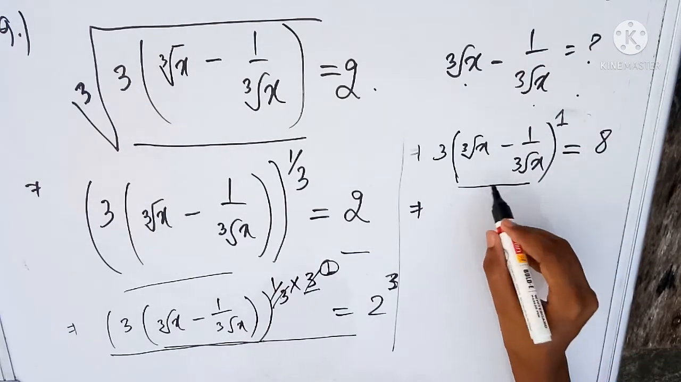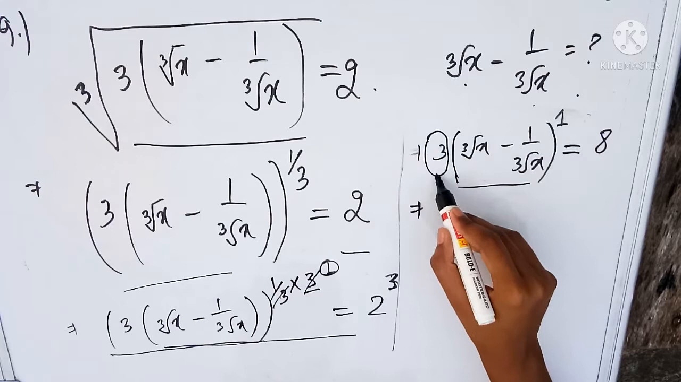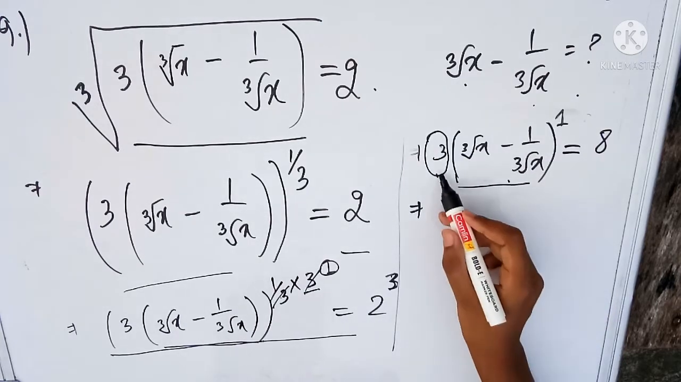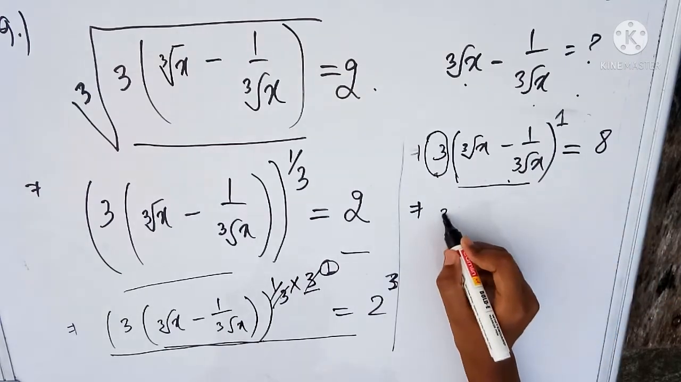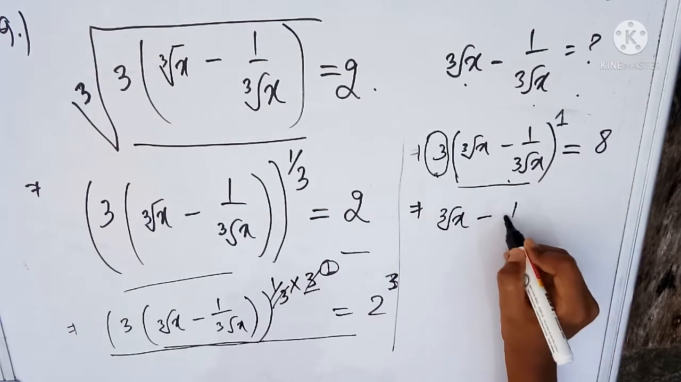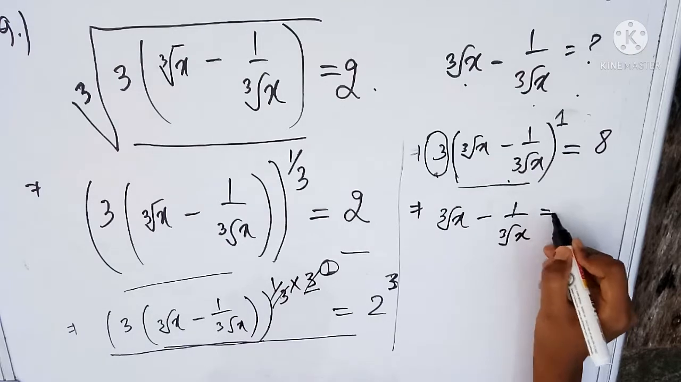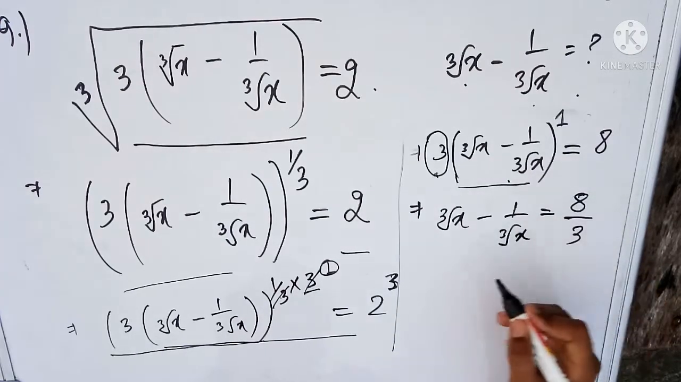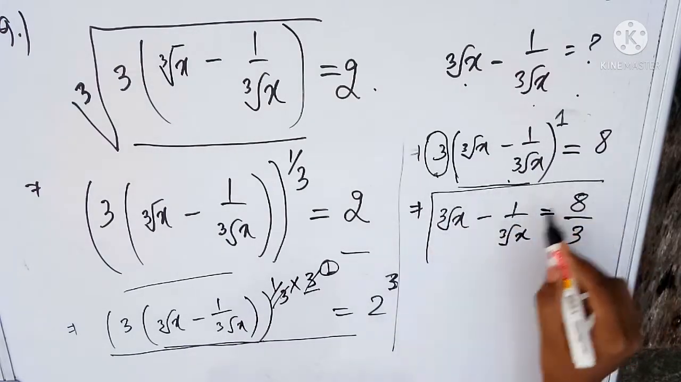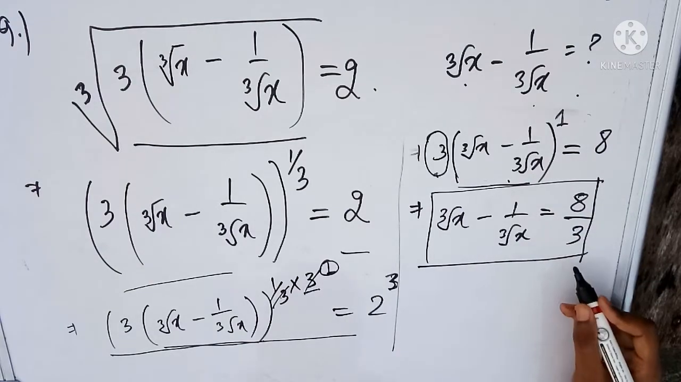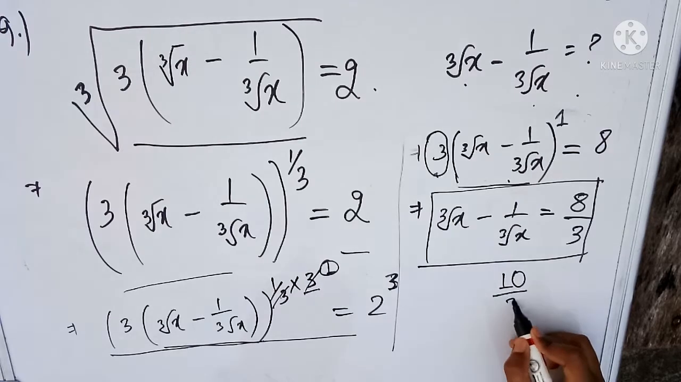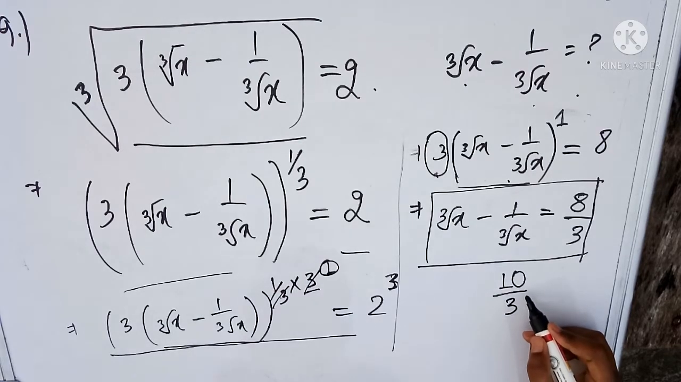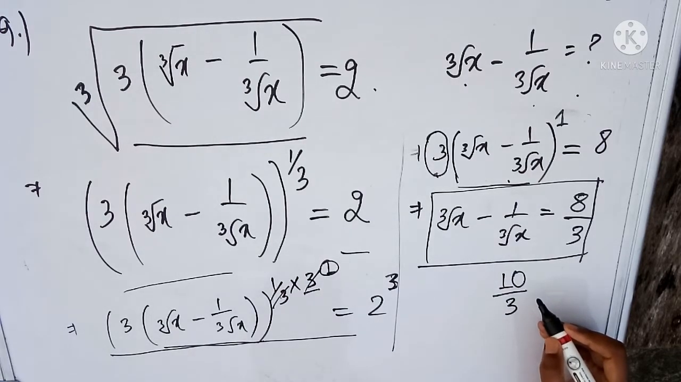So to find the value, here we will remove this 3. For removing the 3, we will transfer this 3 to the other side, and it will be cube root of x minus 1 by cube root of x is equal to 8 by 3. Thus we can say that the value of this term is equal to 8 by 3. Now in your book the answer given is 10 by 3, which is not the correct answer. So you should not get confused by the answer given in the book.